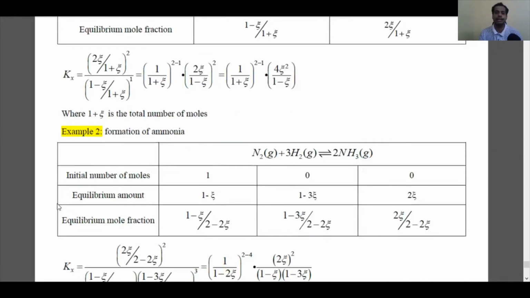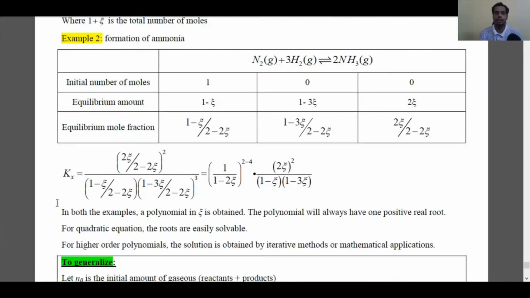Now the second example is the formation of ammonia. Again, N2 plus 3H2 gives rise to 2NH3. Again, there is a printing mistake here. Let the initial number of moles be 1, 3 and 0. So the equilibrium amounts will be 1 minus xi, 3 minus 3 xi, 2 xi.